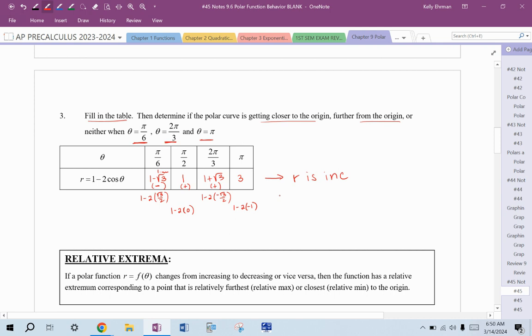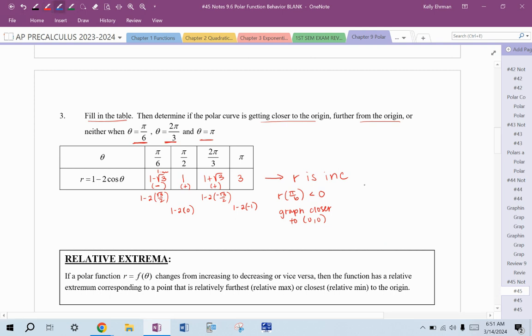Okay, so let's look at these values. At pi over 6, r of pi over 6 is less than 0. So r is increasing, but r of pi over 6 is negative. So those two are working against each other. So that means that the graph is getting closer to the origin 0, 0.